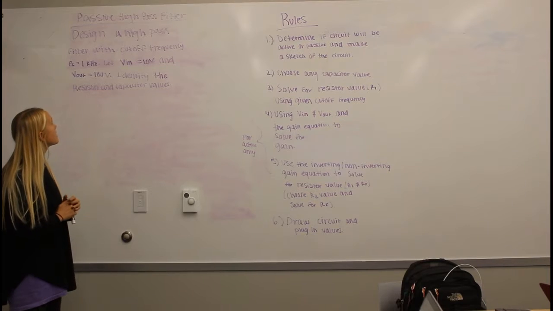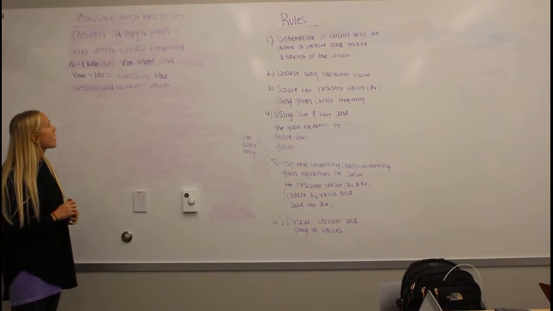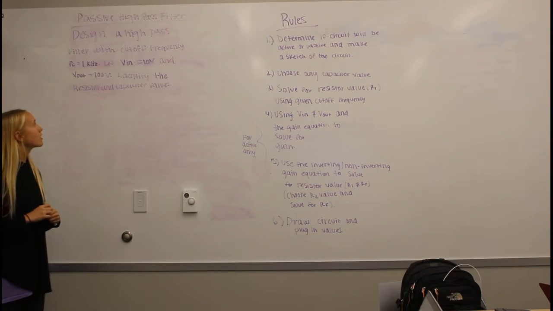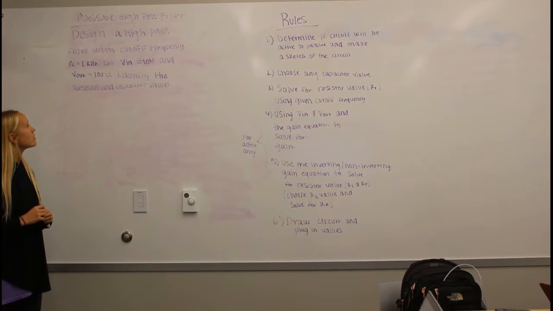First, we're going to start with an example of a passive high-pass filter. So the problem reads, design a high-pass filter with cutoff frequency FC equals 1 kilohertz. Let Vin equal 10 volts and V out equal 100 volts. Identify the resistor and capacitor values.